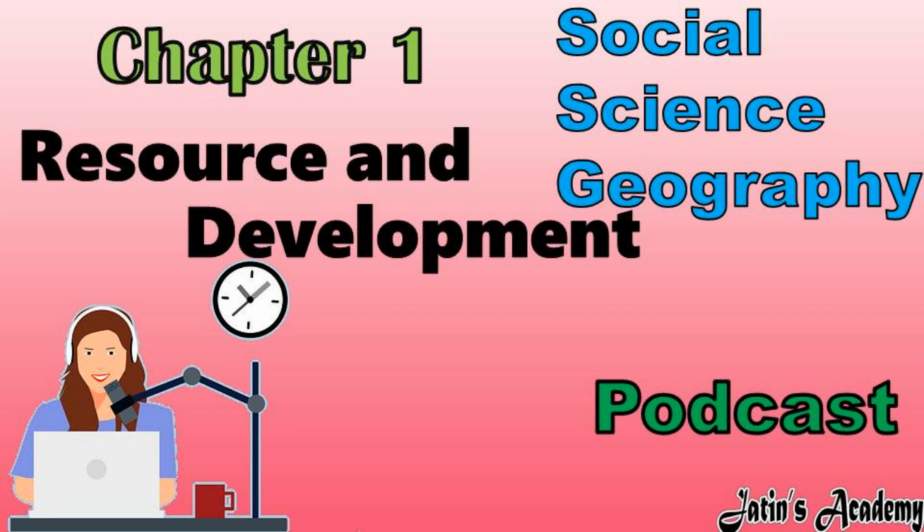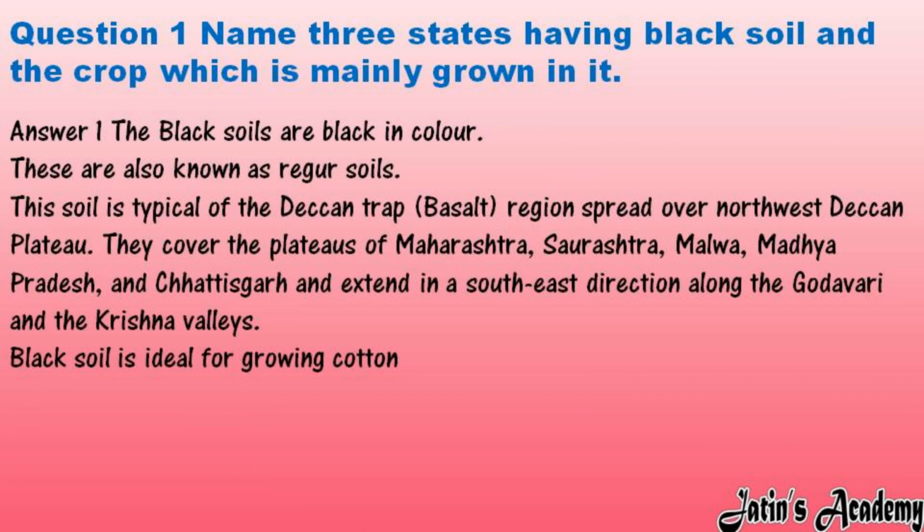Class, we are going to start with important questions of Geography Chapter 1, Resource and Development, of Class 10th. So let's get started. Answer the following questions in about 30 words. Question 1. Name 3 states having black soil and the crop which is mainly grown in it.